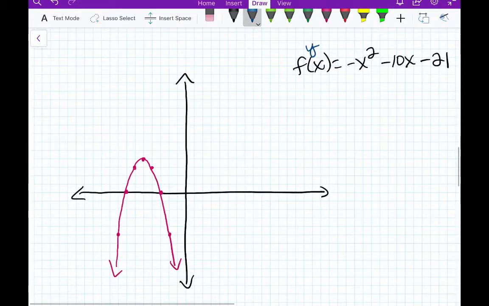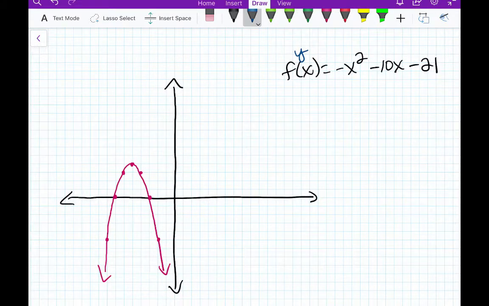So let me just give you an example of this really quick. So what is y going to be? Y equals what when x equals negative 2? Okay, so let's see what happens. So I'm going to plug in a negative 2 wherever I see x. And I'm going to solve for y.